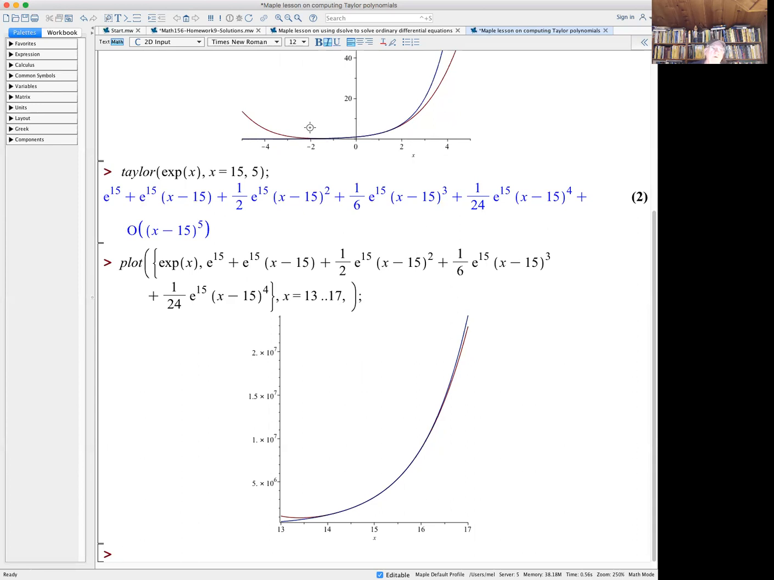That's all there is to computing a Taylor polynomial with Maple. It's really fantastically simple. So in the text, this is in chapter 9, section 7. So let's do some problems from section 9.7.